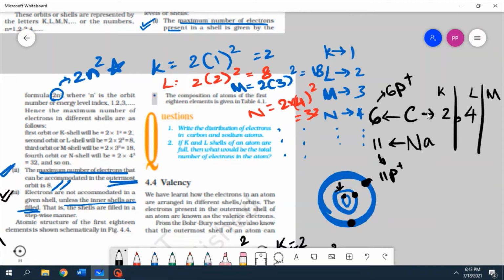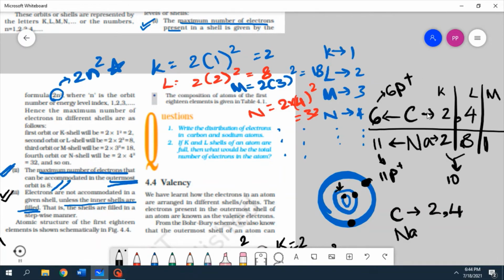So the atomic number of sodium is 11, so it should have 11 protons, and we're supposed to distribute the 11 protons within the three shells. The first shell has a maximum of 2, the second shell has a maximum of 8, so these add up to 10, and there's only one more remaining, so the other one electron goes into the M shell. So for carbon, the electronic configuration would be 2, 4, and for sodium, it would be 2, 8, 1. That's the first question.